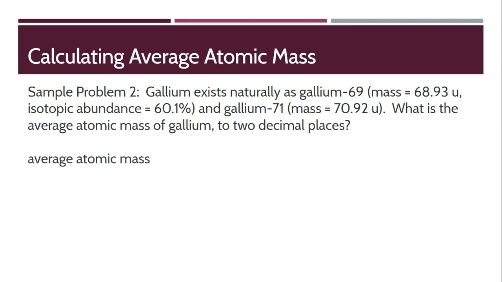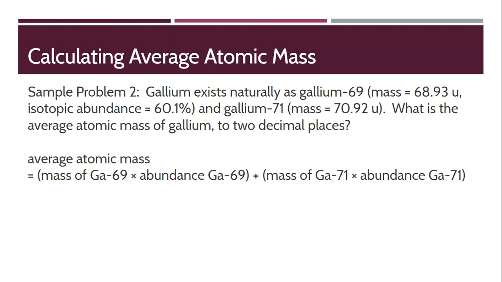Okay, so we'll start with our formula. Average atomic mass is going to equal the mass of gallium-69 times its abundance plus the mass of gallium-71 times its abundance. So we put in the information that we have. We have the mass of gallium-69 and its abundance, and we have the mass of gallium-71. But what about its abundance? We weren't given that in the question.